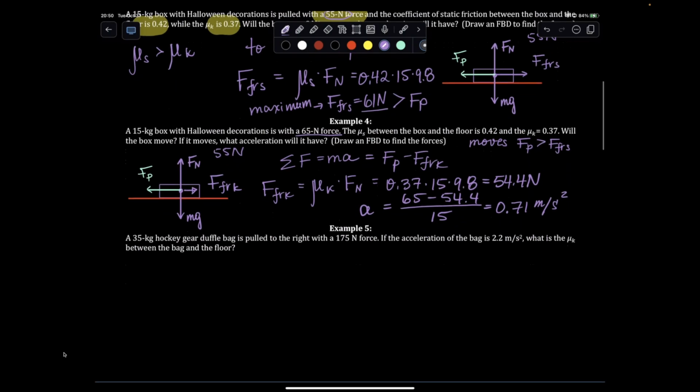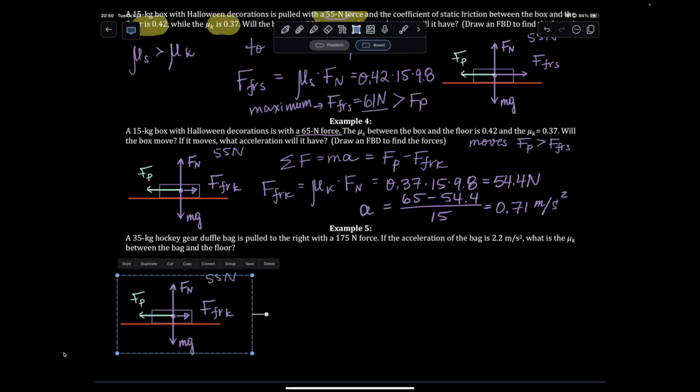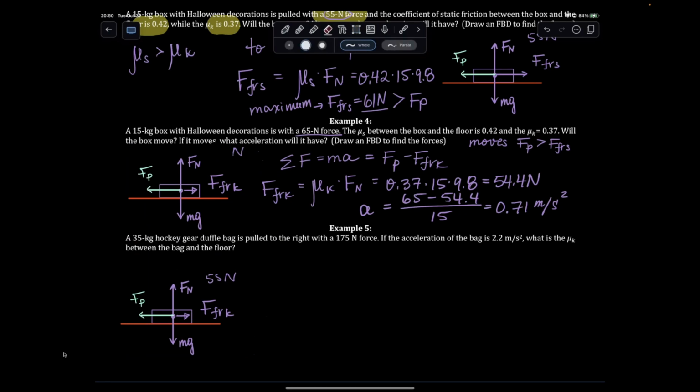Question number 5, they are giving us the acceleration and they want us to find the mu k. The picture, or the free body diagram rather, will be the same. And I already got a little bit lazy here because I forgot to erase this, because now my force of pull is 65 and my force of friction is now 54. But you don't really need the values. You need to label the forces with the names. So force of pull minus force of friction, kinetic, is going to give me mass times acceleration. And they actually give me the acceleration.